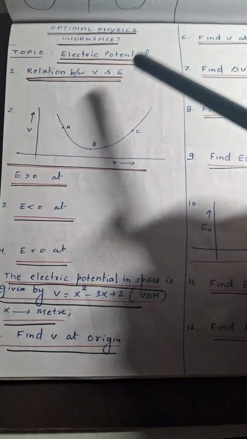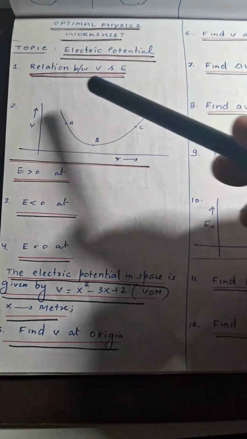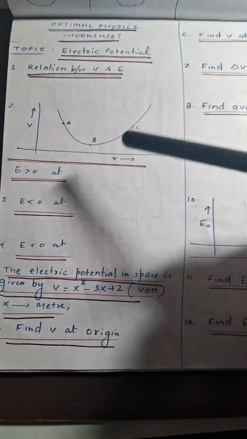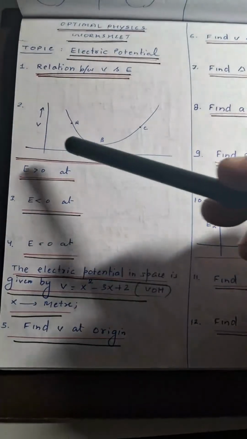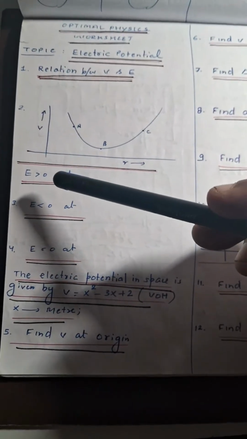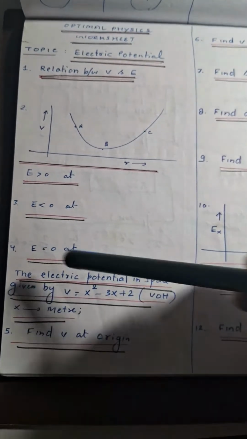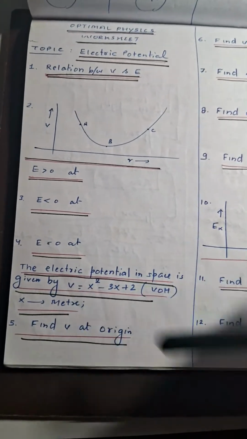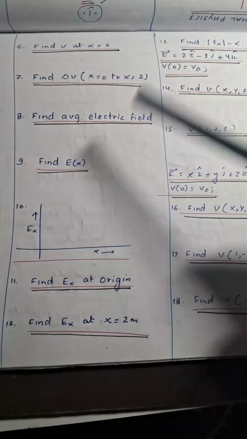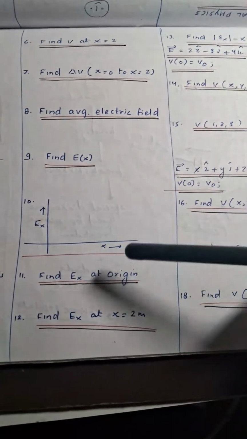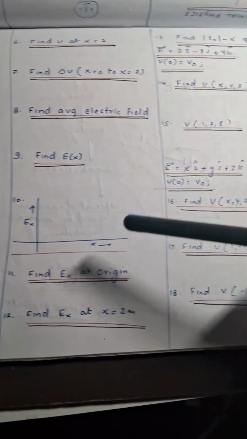Then we have another worksheet on electric potential, basically the relation between potential and electric field, graph based question, conditions for positive E, negative E, zero E, electric potential as a function of position, and then various questions based on that, calculation of average electric field, graphical based question on electric field.